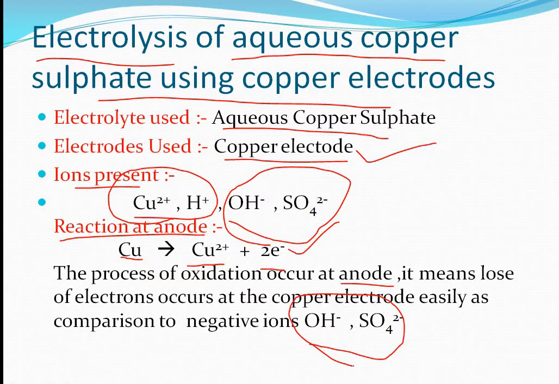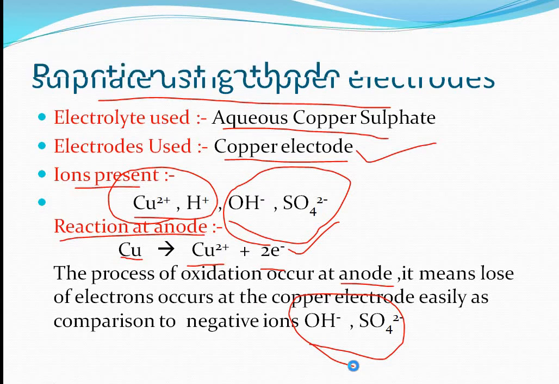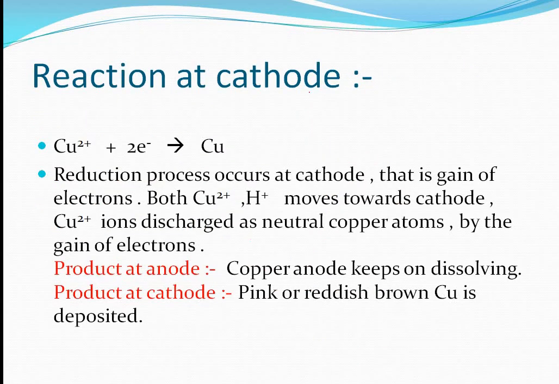Previously we discussed in earlier videos that negative or positive ions will migrate. Let's discuss this later, but still here the oxidation process of copper occurs and it is converted into copper ions by the release of 2 electrons. Now, moving on to the reaction at the cathode.